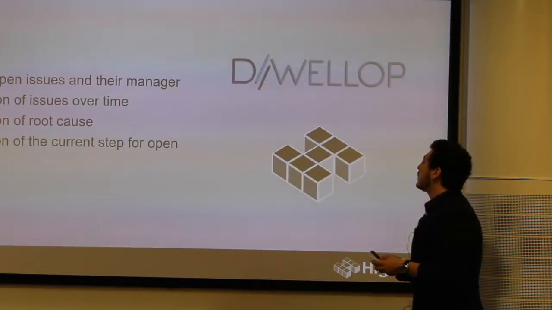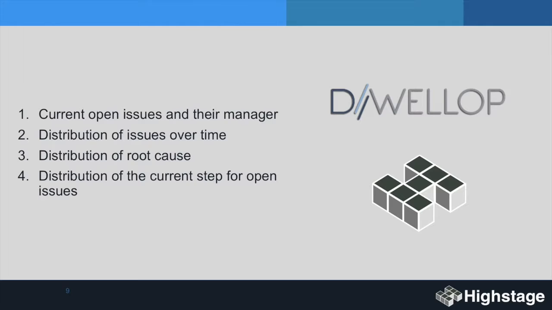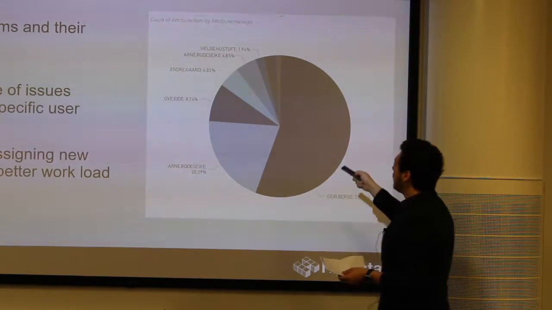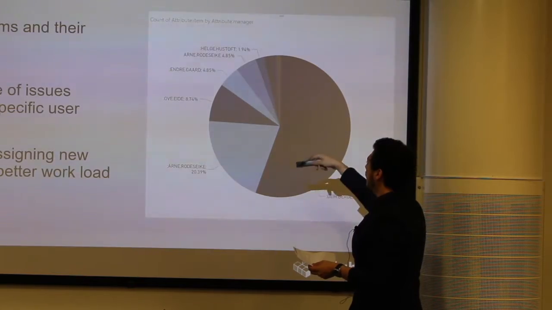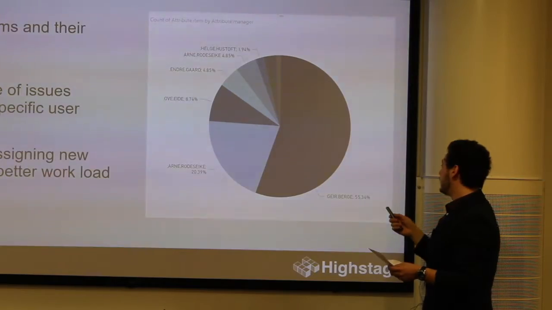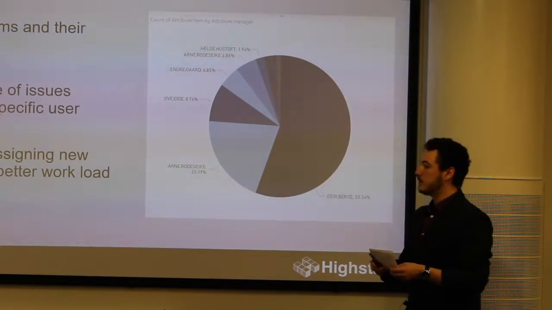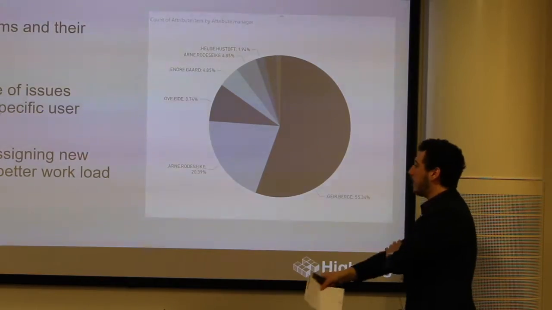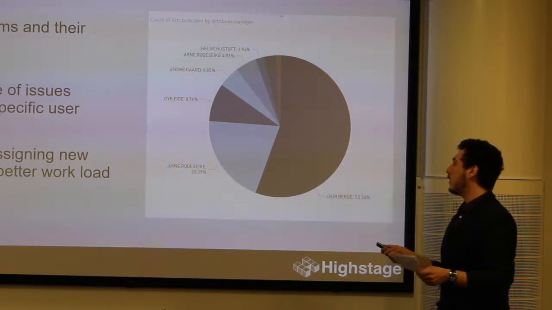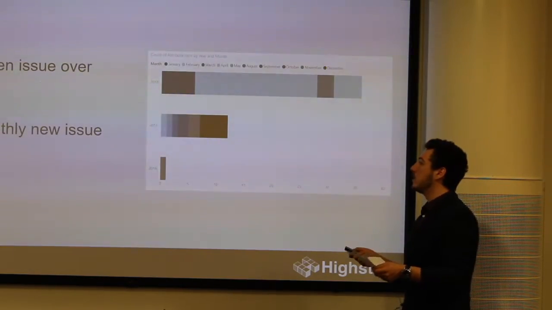We created some actual reports based on their data, and we have 4 use cases. The first of them is a pie chart with items and their managers. So we can see the percentage of how many items are assigned to a specific manager. And it's very helpful, for instance, when a new ticket comes in, to distribute the workload better.